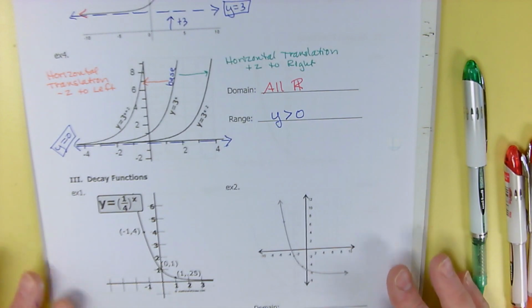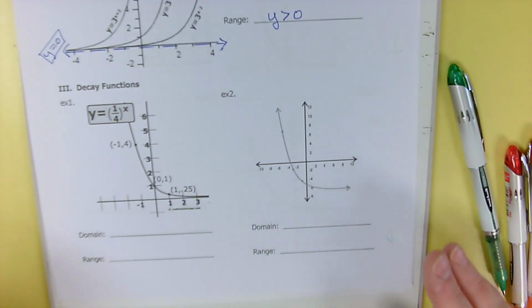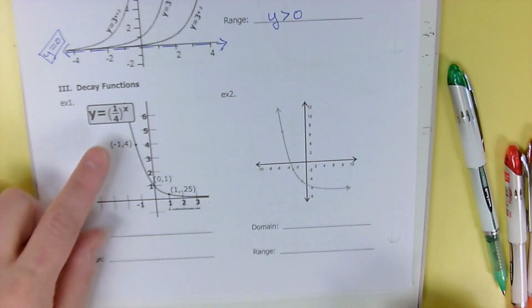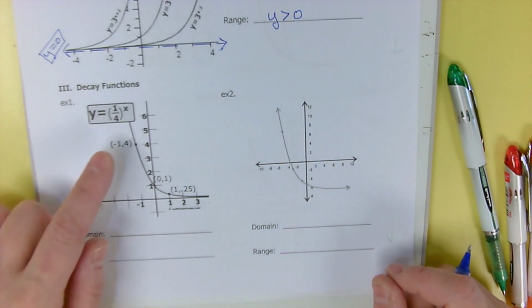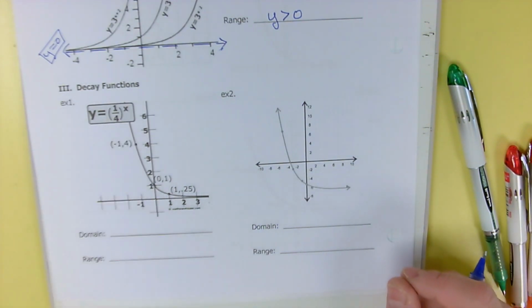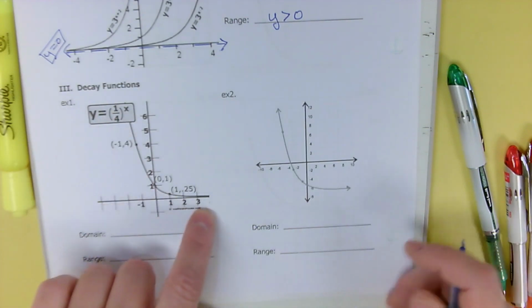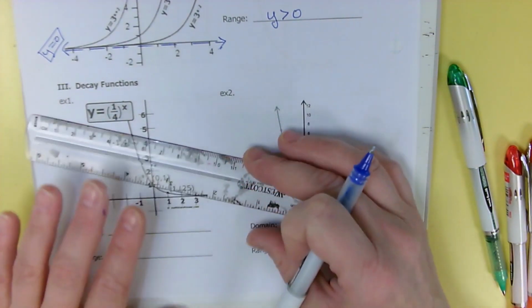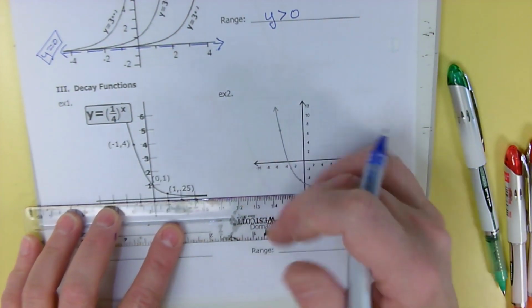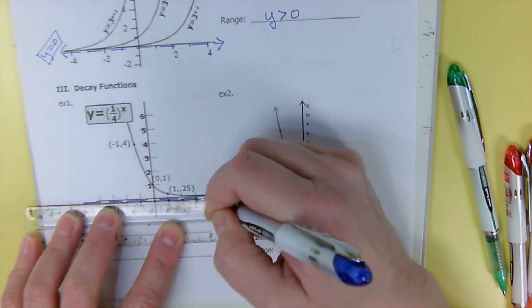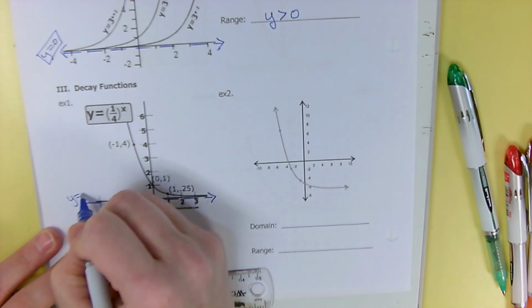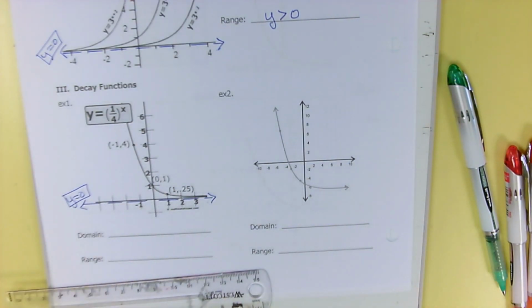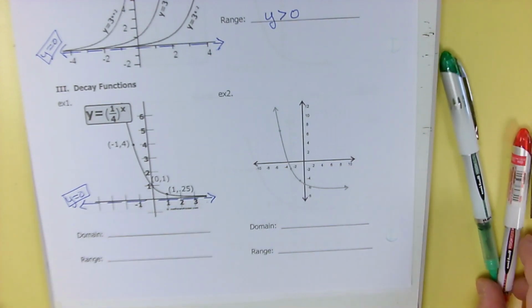All right, let's look at decay functions. Basically the same information, just the curve falls instead of rises. So looking at this one, it's y equals 1/4 to the power of x. You can tell it's decay because 1/4 is less than 1. And you can also tell it's decay because it's coming down. Now, just like growth, your decay curve has an invisible asymptote. So draw that in. Dashes with arrowheads at y equals 0. And it gets infinitely close the farther it goes to the right.